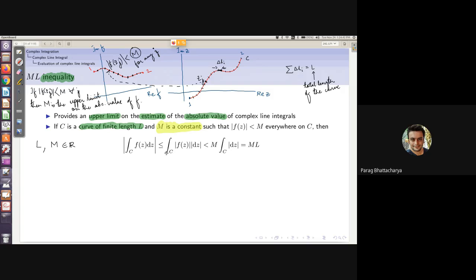Then the ML inequality says that if I integrate this function f of z dz over this curve C, then that integration value will always be less than ML, where M is the upper limit of the function over this curve and L is the total length of the curve. So this is known as your ML inequality. Is that understood?